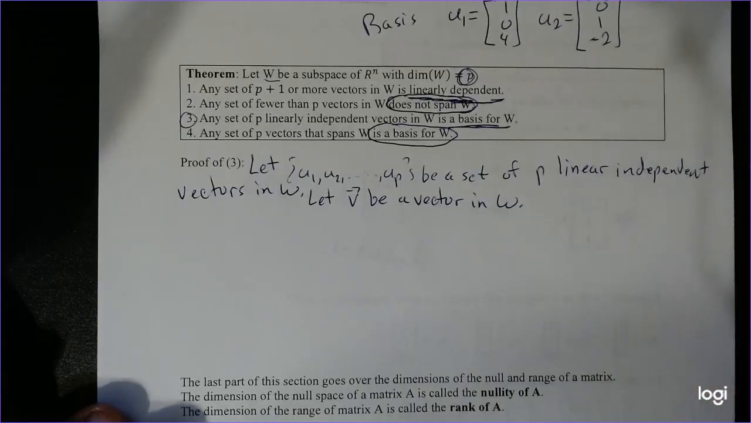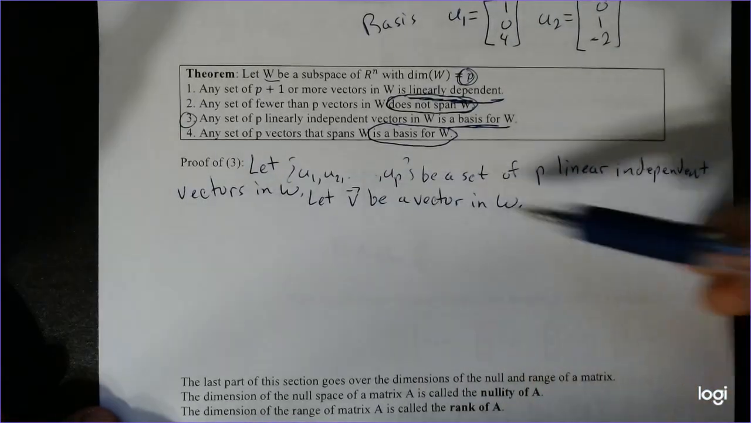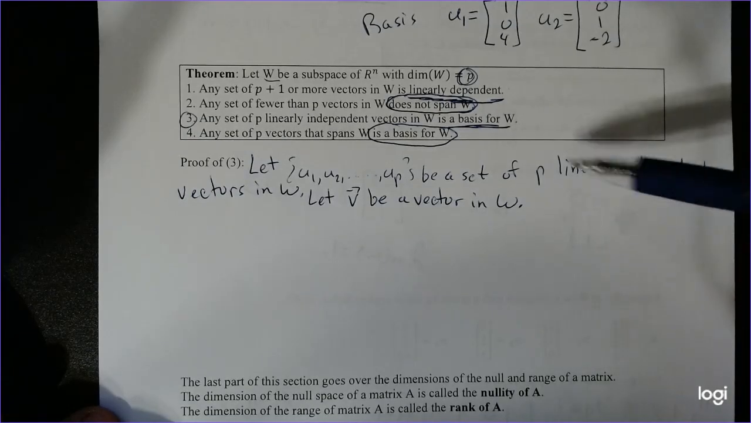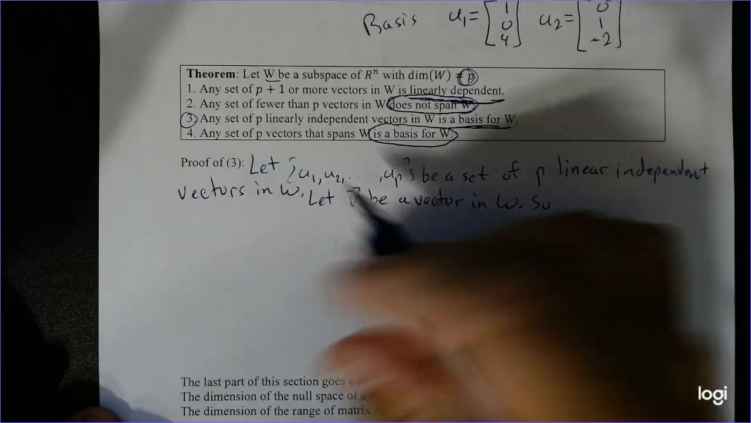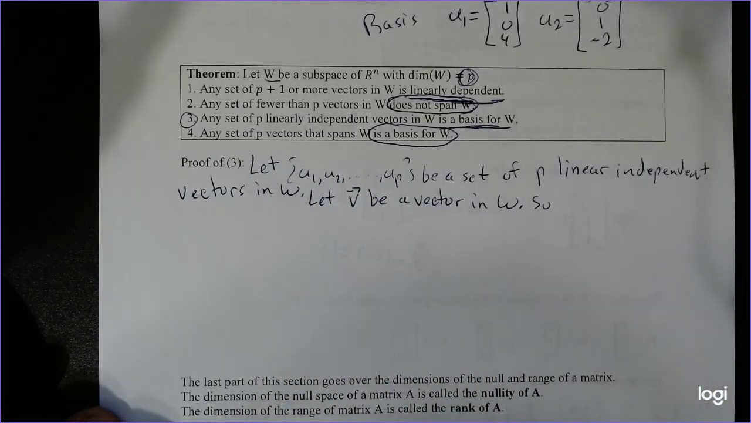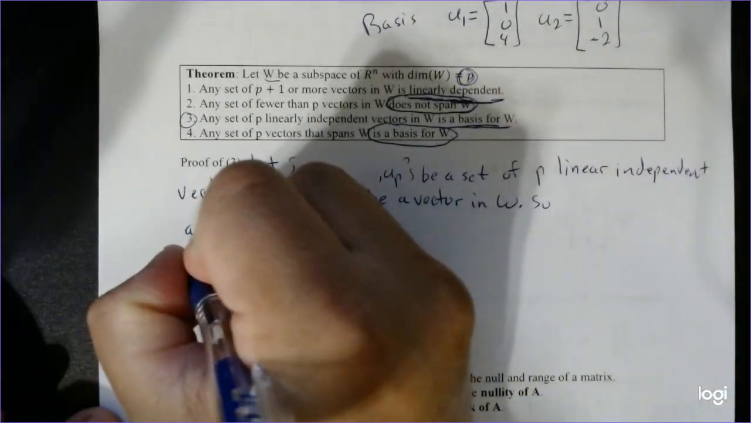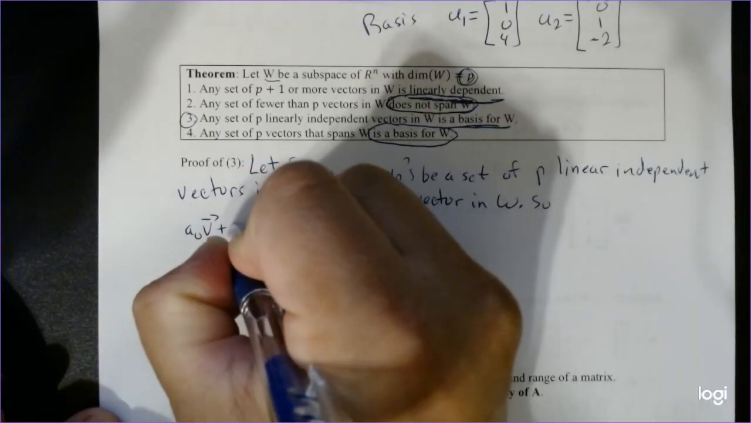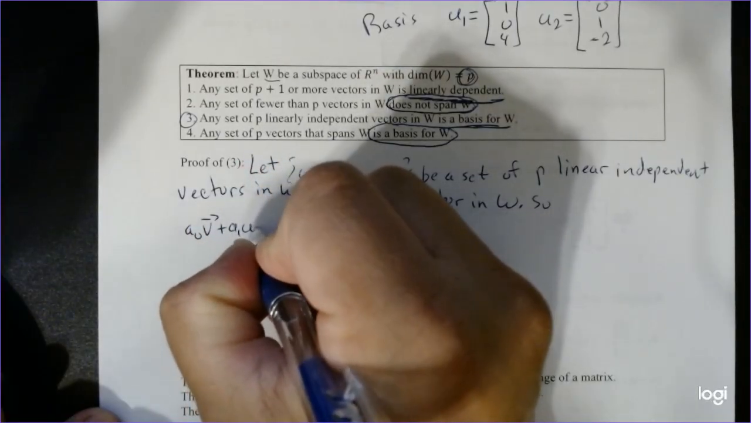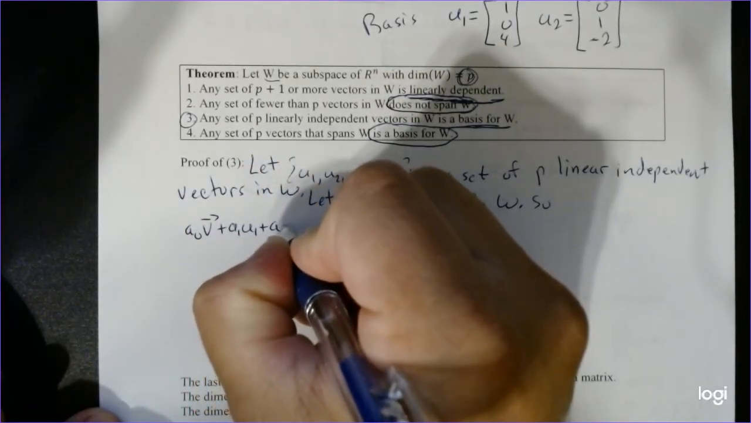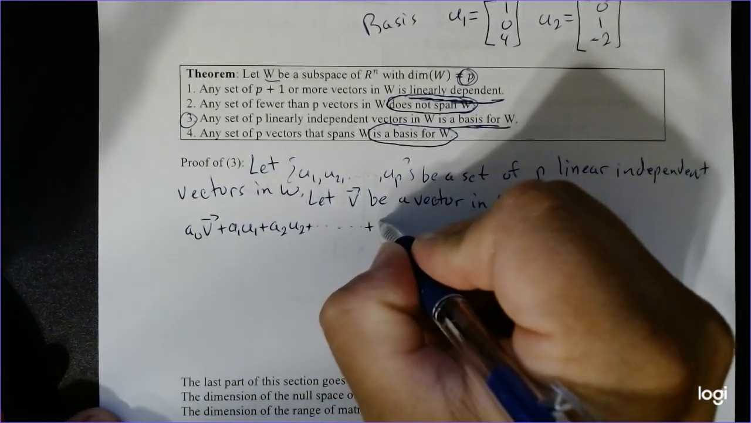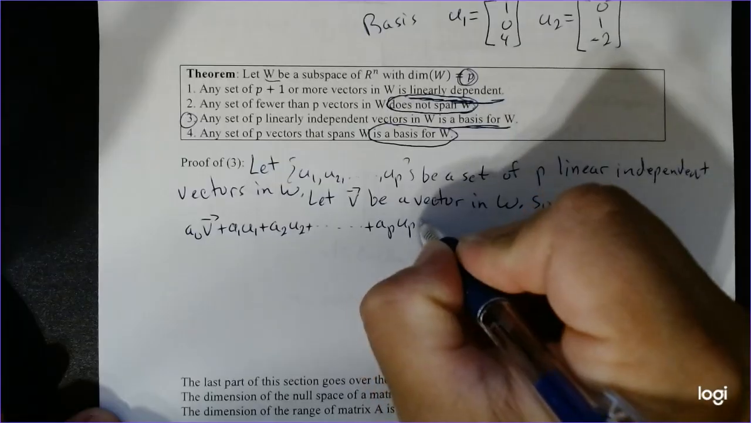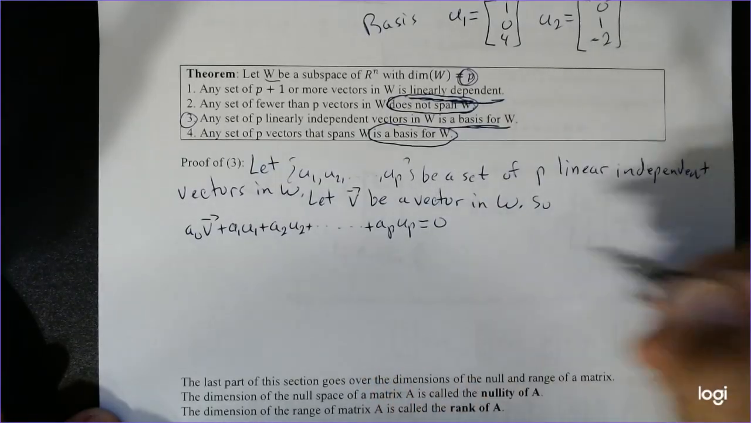Okay, so by definition, if vector V is in W, therefore, based off the definition of linear dependency, I can create an equation that has a linear combination of it. So in other words, a0 v plus a1 u1 plus a2 u2, right, plus dot dot dot, all the way to ap up equals 0.